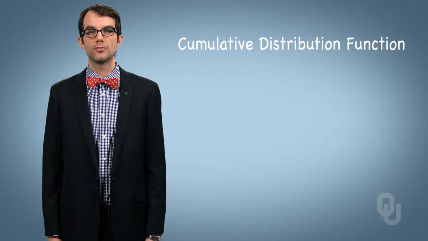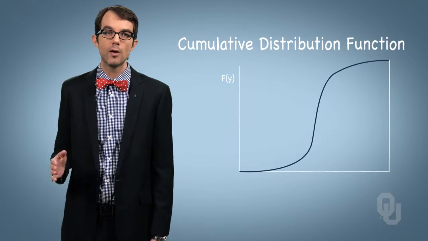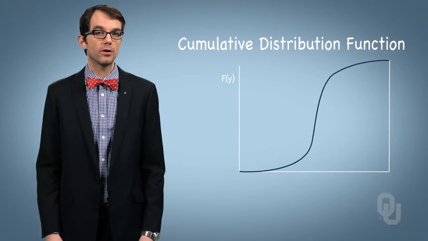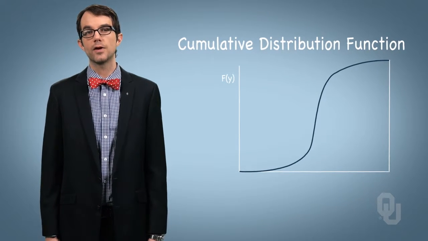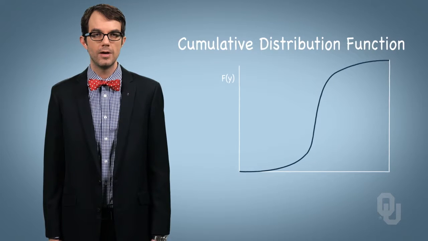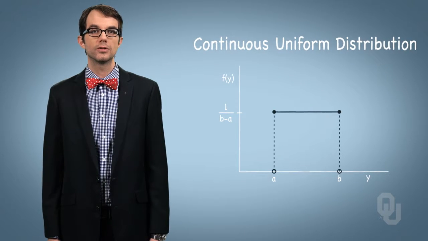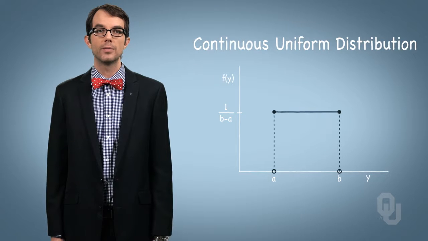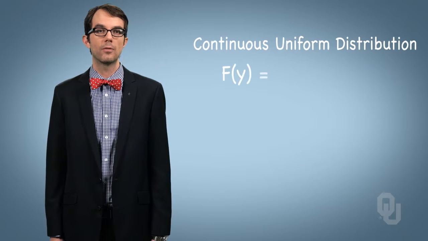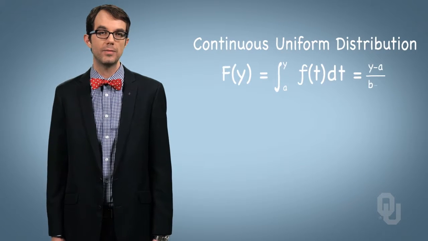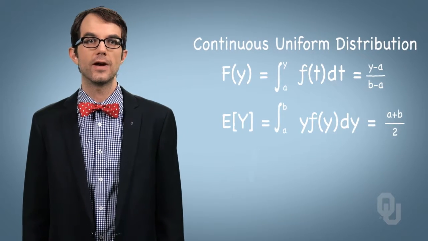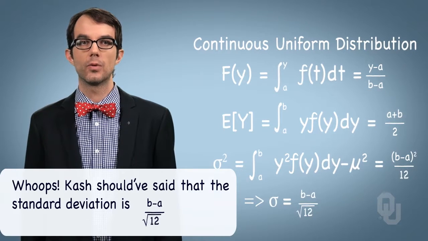Recall that the cumulative distribution function, capital F of y, accumulates probability from the lower bound of the distribution up to the value y. And as with all continuous distributions, capital F of y is found by integrating f of y and evaluating from the lower bound to the value y. The lower bound for the continuous uniform distribution is naturally a, so we integrate the PDF and evaluate from a to y, leaving us with capital F of y as y minus a divided by b minus a. The expected value of y is a plus b divided by 2. And the variance is b minus a divided by the square root of 12.